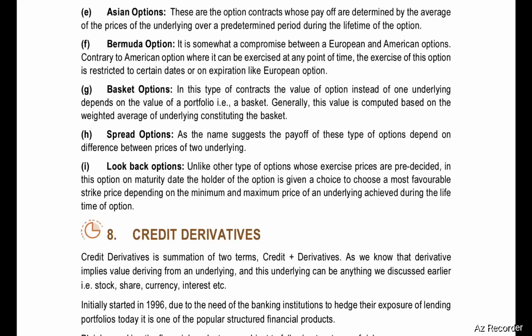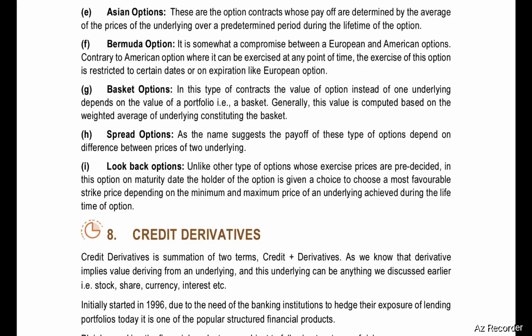Next, basket options. In this type of contracts, the value of option instead of one underlying depends upon the value of a portfolio, that is a basket. Generally, this value is computed based on the weighted average of underlying constituting the basket. Spread options. As the name suggests, the payoff of this type of options depends upon the difference between prices of two underlying. Look back options.